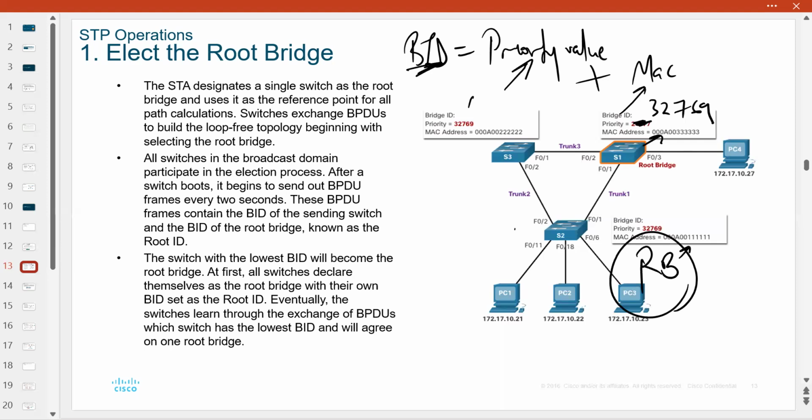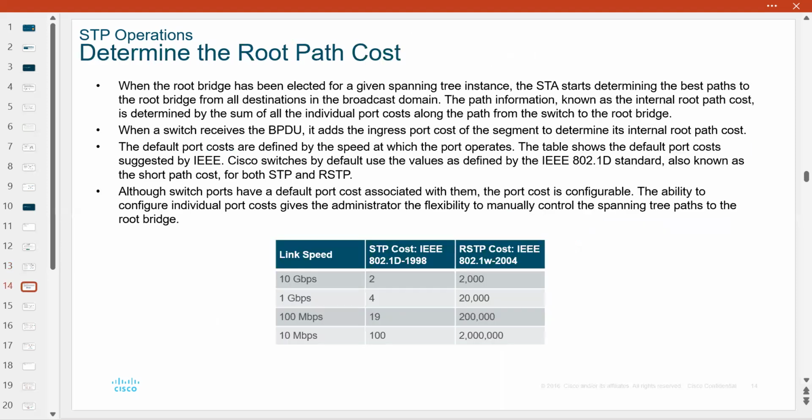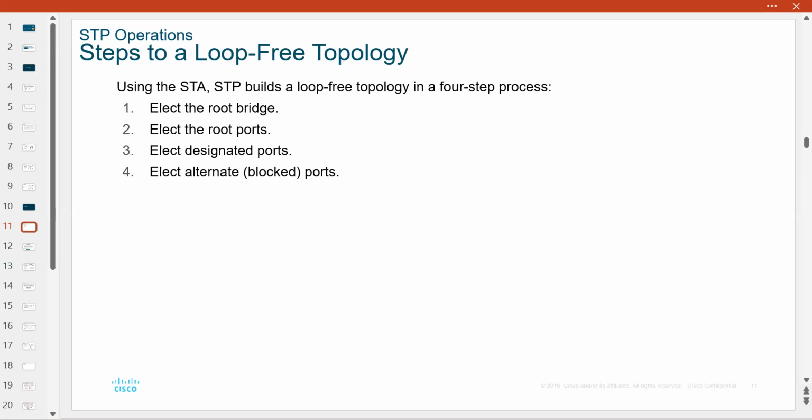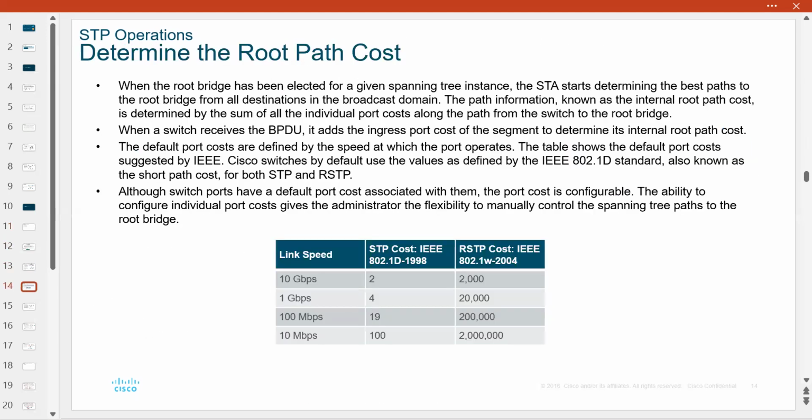Basically, that's it. Moving on to determining the root path cost. These are the steps to a loop-free topology. We have done the election and elected the root bridge. Now we go on to elect the root ports. How do we elect the root ports? Electing the root ports begins with understanding the root path cost.